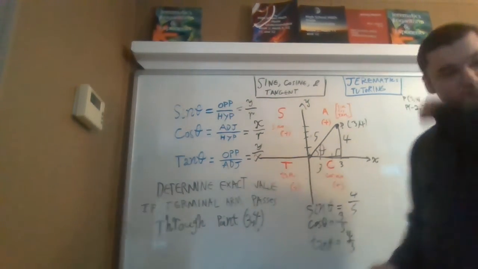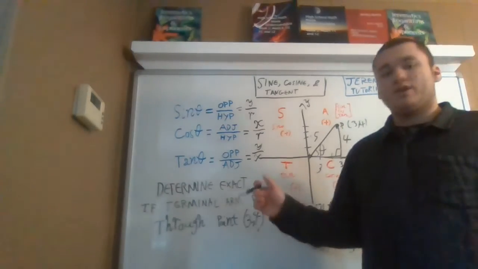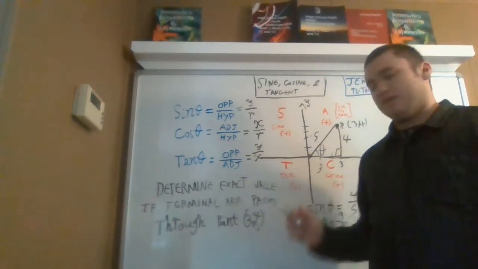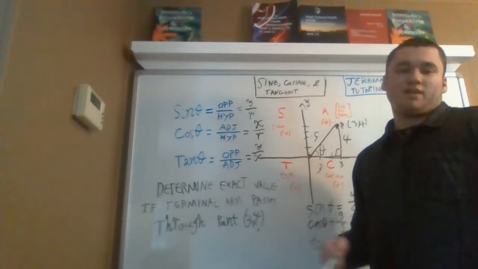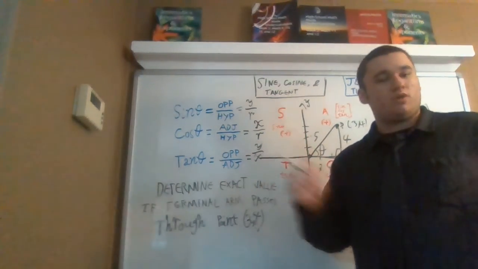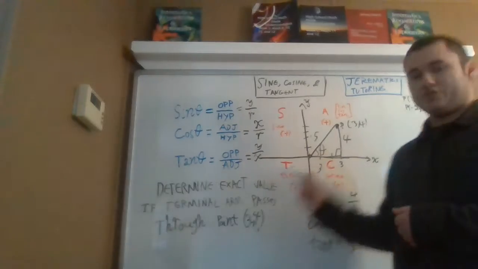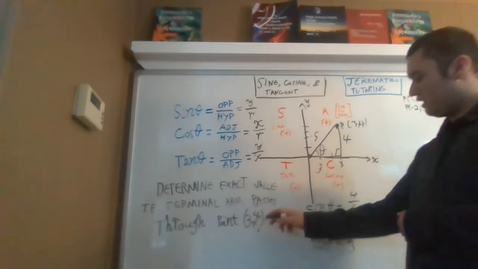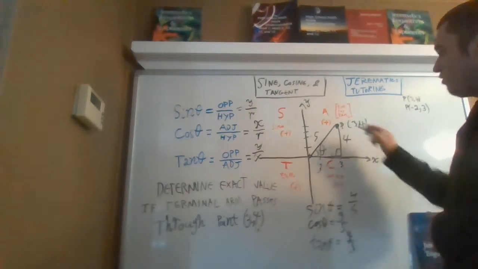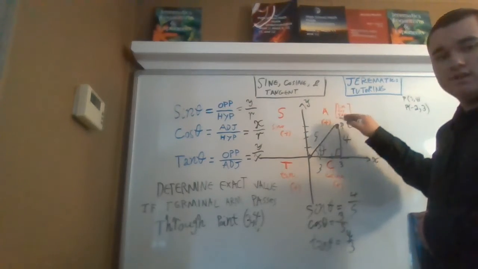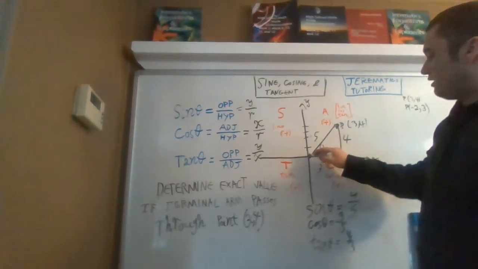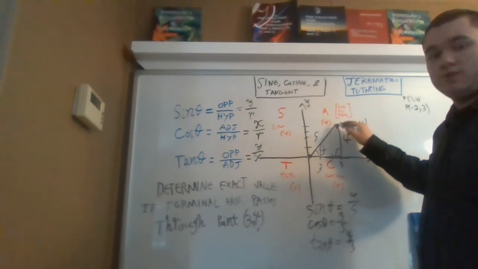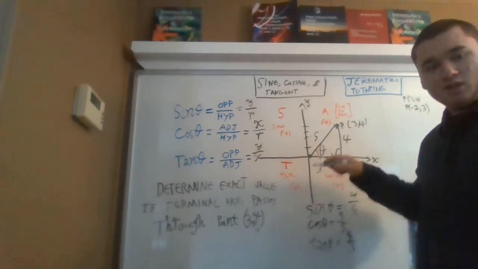So to repeat once again, if we have a question that states something like determine the exact values of the trigonometric ratios, sine, cosine, and tangent, if the terminal arm passes through point 3, 4, step 1, figure out which quadrant your coordinate is in. In this case, it's quadrant 1. So we draw a point 3, 4 on the Cartesian plane, 3 units right, 4 units up. We connect the origin to the point we plotted, and that's our terminal arm.